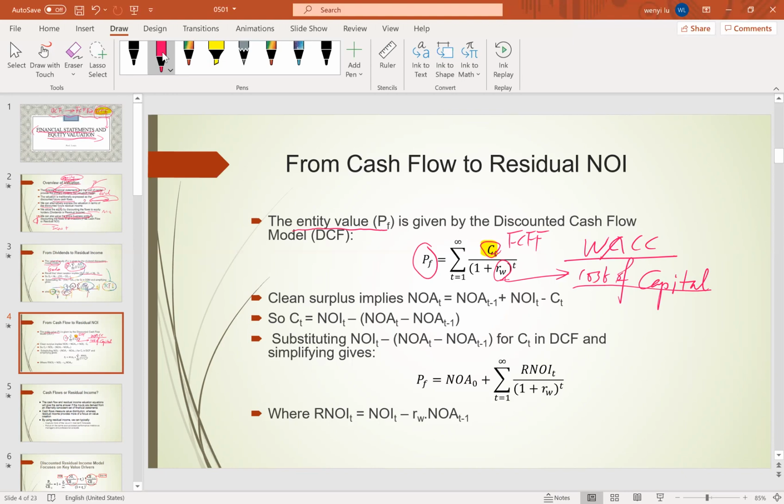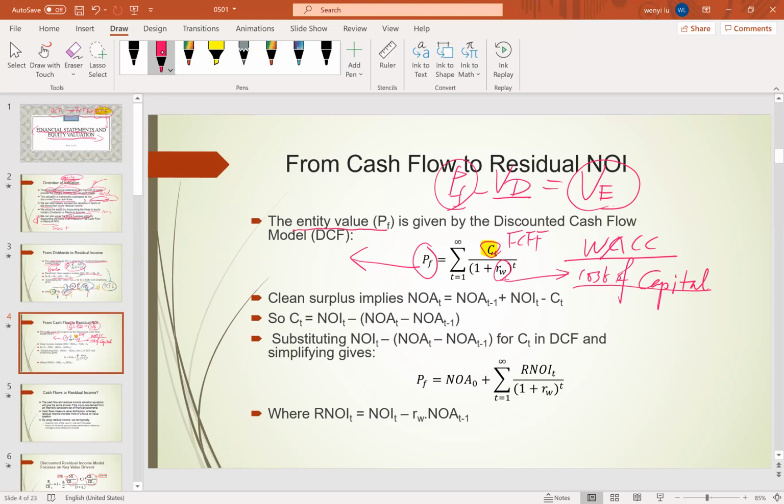And this PF can be used to solve the equity value if you subtract the book value of debt. So our entity's value minus the value of the debt, we can solve the value of equity. The book value of the debt you can easily get from a balance sheet, so the difference will be the market value of the equity, based on your forecast of the future free cash flows.